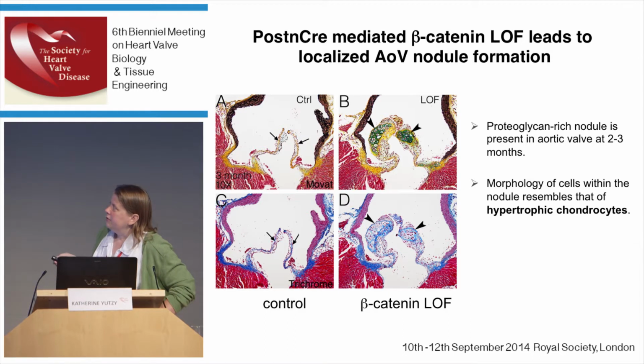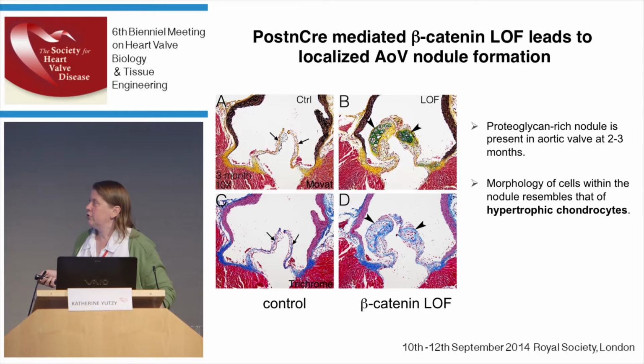So the controls are on the left, the mutants are on the right, and what we see is over time that these mice with loss of beta-catenin in the interstitial cells develop these big proteoglycan-rich nodules that have sort of these huge hypertrophic cells in them. And this is reminiscent of what we think is going on in cartilage development with these hypertrophic cartilage cells. And so basically, with the loss of beta-catenin, they develop these over time. And we see these most predominantly in the aortic valves, a little bit in the pulmonic, but not very much in the AV valves.